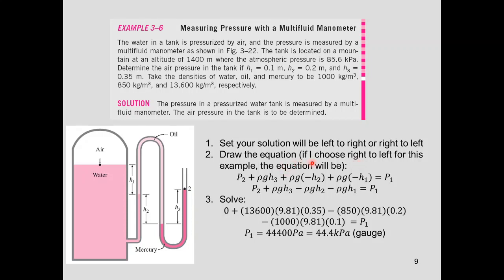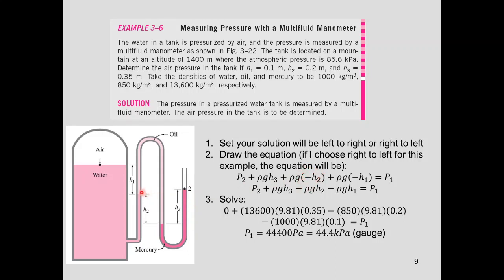For this example, if I choose right to left, then the equation will be P2, the pressure at point 2, plus rho g h3. Why? The difference by the fluid here, the mercury, we can measure by the difference h3. Then plus rho g h2. We now meet the second fluid, which is oil, and the difference is h2. But this time, the second point is higher than the first point, so we put the negative sign for the h.